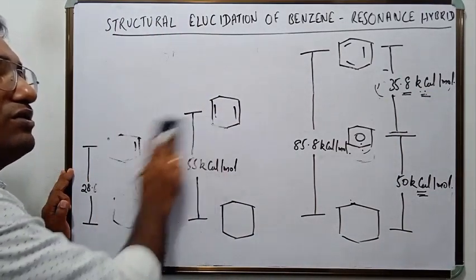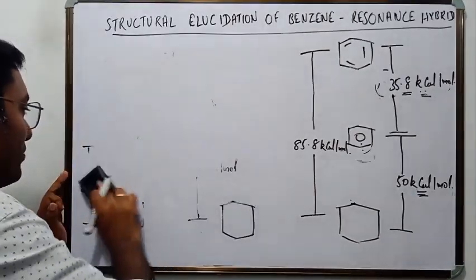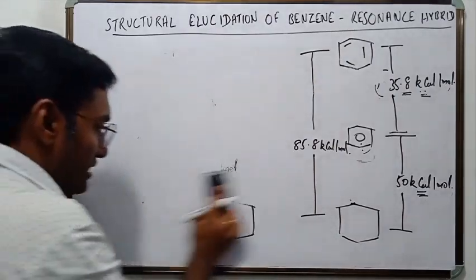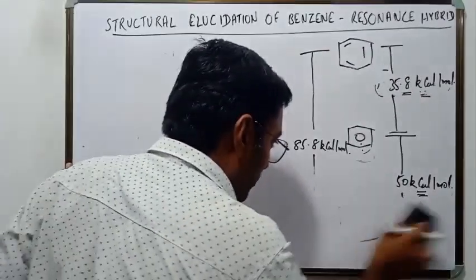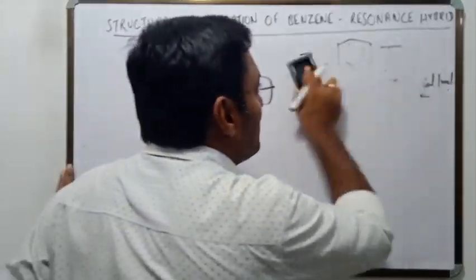Now let us go to the third point by which again the resonance structure of benzene is proven. That would be the molecular orbital structure of benzene.